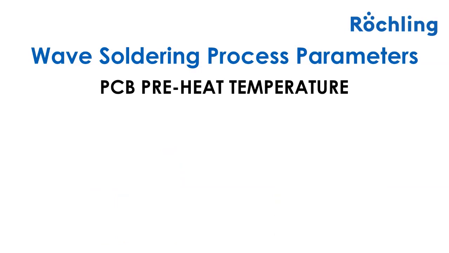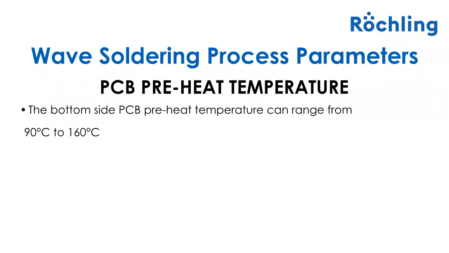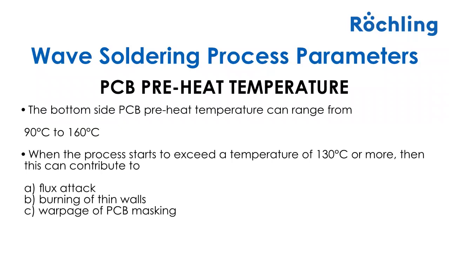The bottom side PCB preheat temperature may seem insignificant, but it can contribute to a reduction in the lifespan of a solder pallet. In the lead-free process, the PCB preheat temperature can range between 90 degrees C and 160 degrees C. What we have found is that when the process starts to exceed a temperature of 130 degrees C or more, then this can contribute to the flux attack, to burning of thin walls and warpage of PCB masking.